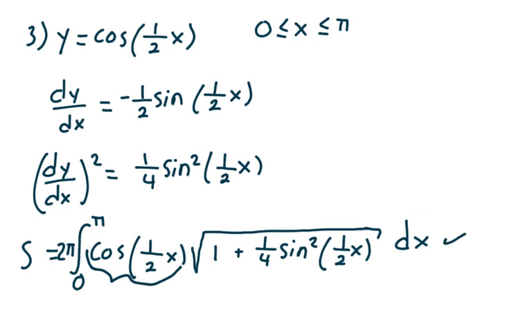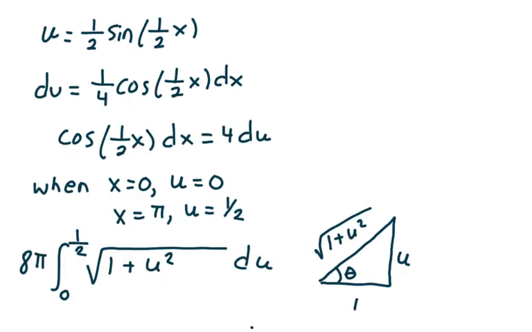And I'm going to do this by a substitution. I'm going to let u equal 1/2 sine of 1/2 x. du is 1/4 cosine of 1/2 x dx. So cosine of 1/2 x dx is 4 du. When x is 0, u is 0. When x is pi, u is 1/2. So plugging all this in, we got 8 pi times the integral from 0 to 1/2 of the square root of 1 plus u squared du.